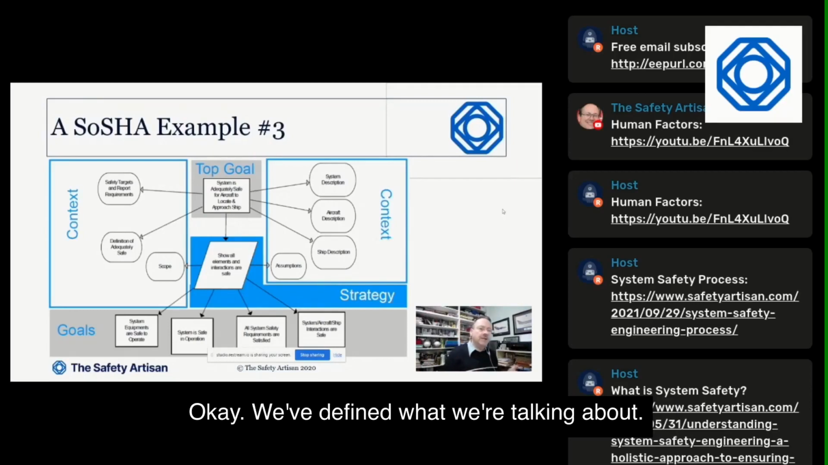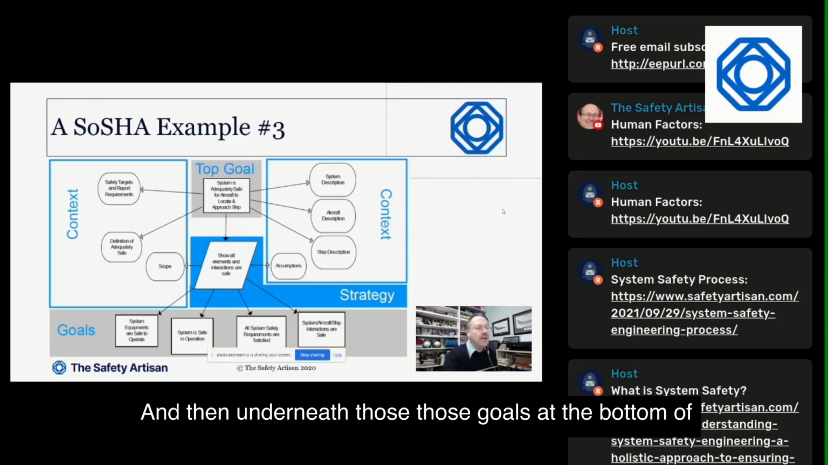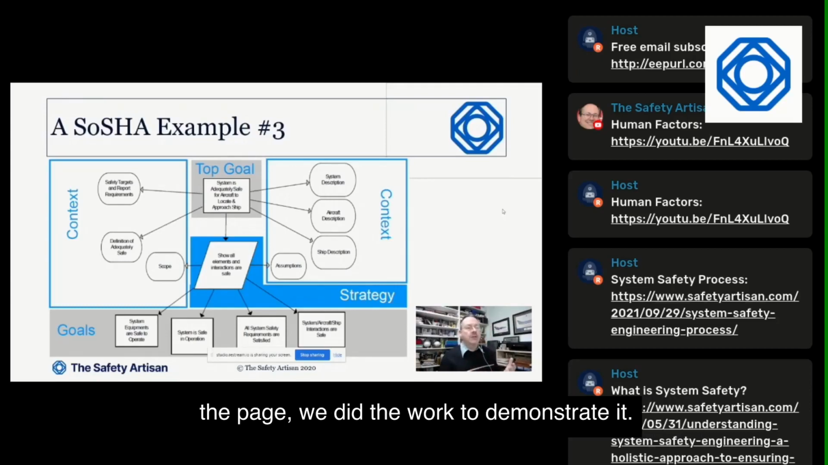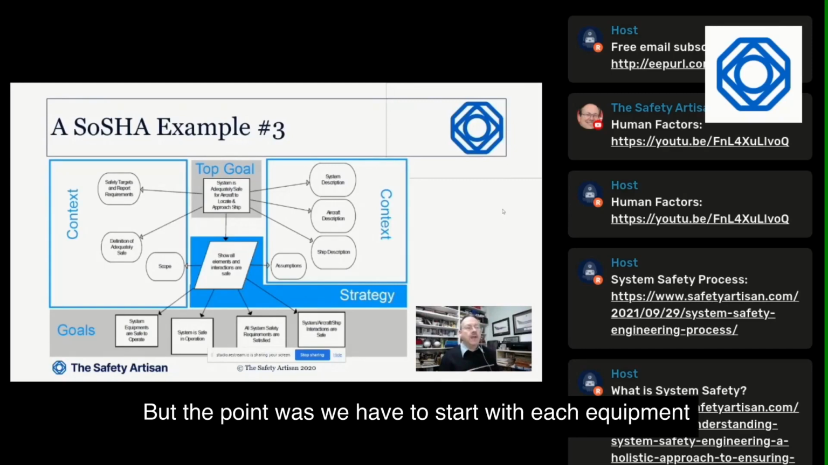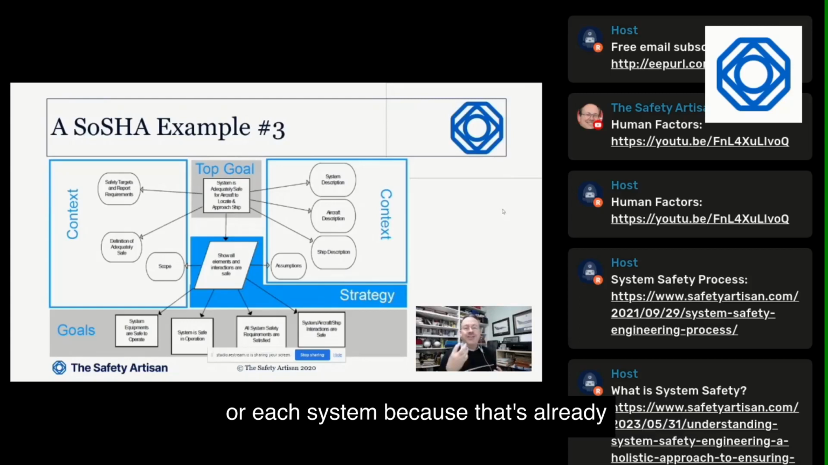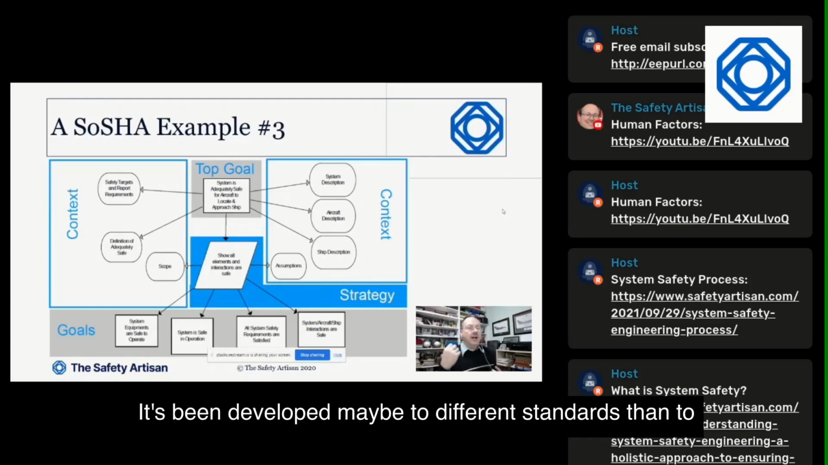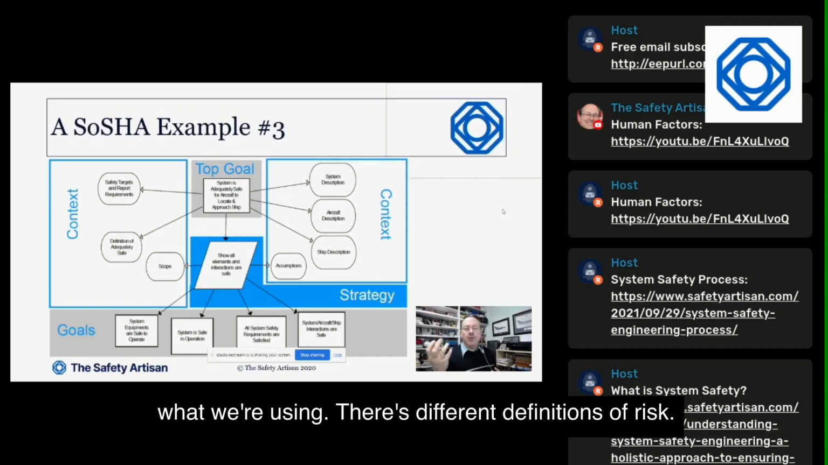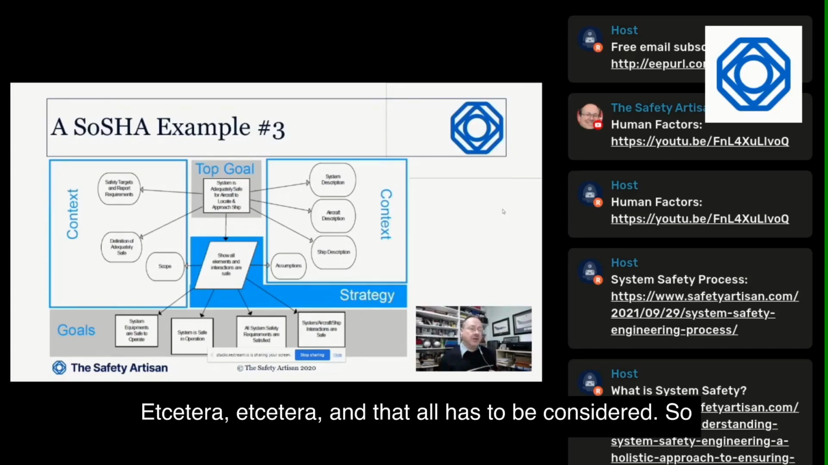Okay, we've defined what we're talking about. And then underneath those goals at the bottom of the page, we did the work to demonstrate it. But the point was, we have to start with each equipment or each system, because that's already a thing in its own right. It's been developed maybe to different standards than what we're using. There are different definitions of risk, etc., and that all has to be considered.